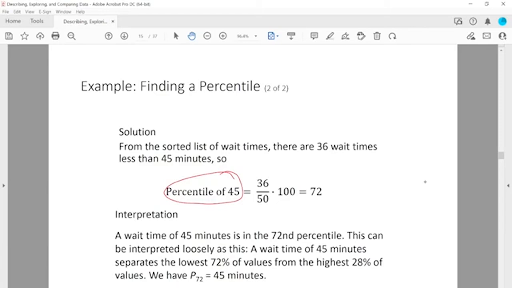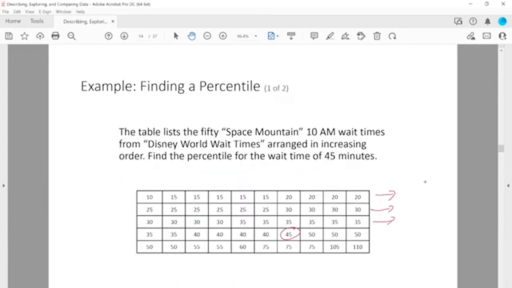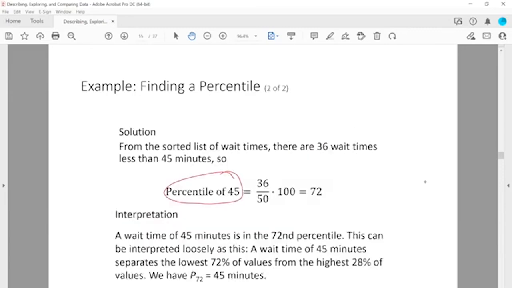The interpretation of this information is: a wait time of 45 minutes is in the 72nd percentile. This can be interpreted loosely as: a wait time of 45 minutes separates the lowest 72% of the values from the highest 28% of the values. So if you look at the data here, there are 72% of data lower than 45, and 28% of data higher than 45. That's the meaning of percentile.